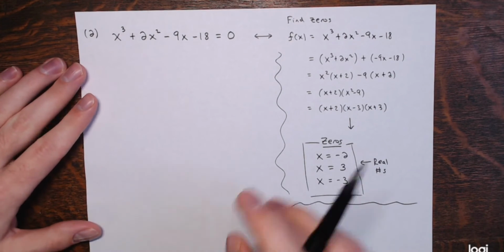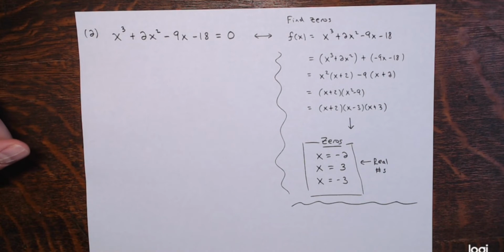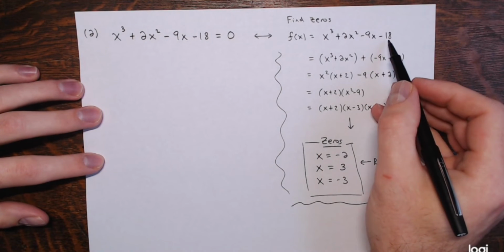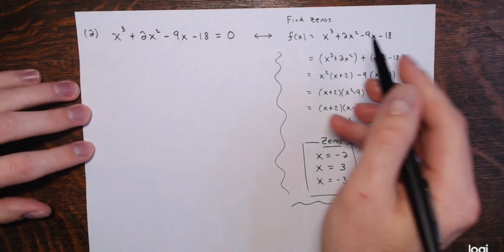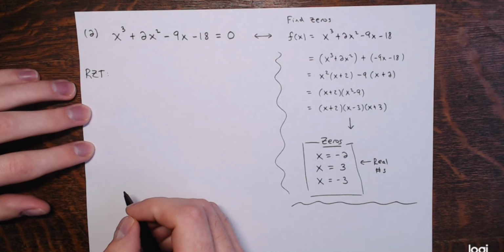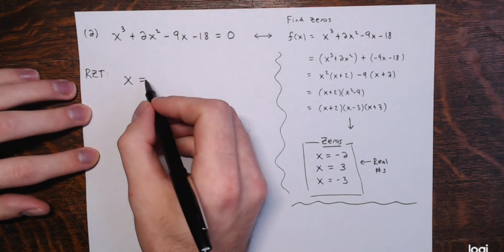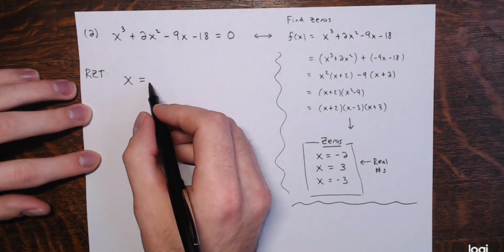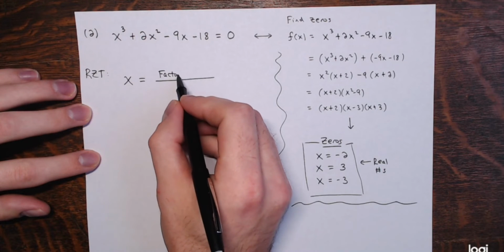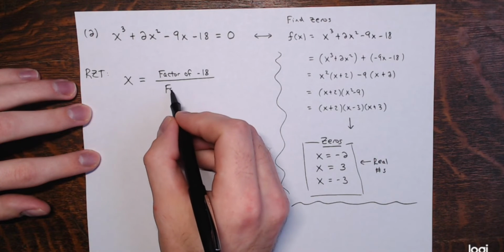Say you forgot how to group, or at least you forgot how to even try factoring by grouping. Well, all the coefficients of this polynomial are integers, so we can apply the rational zeros theorem, RZT. By the rational zeros theorem, any rational zero of this polynomial is going to take on the following form. The numerator has got to be some factor of the constant term, right? Some factor of negative 18, and the denominator has got to be some factor of 1, right?